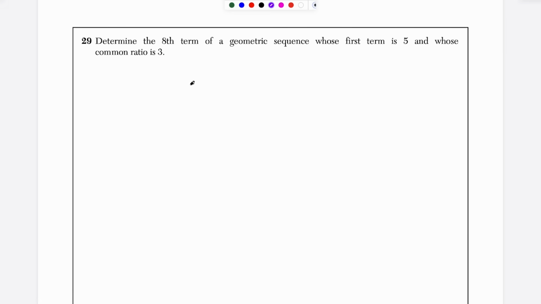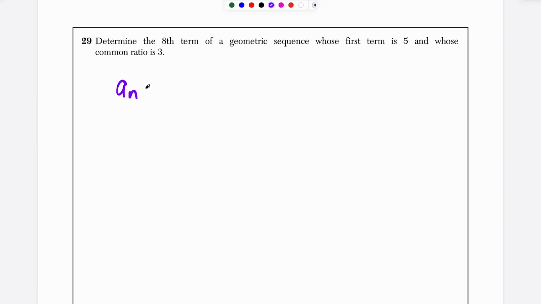Question 29, determine the 8th term of a geometric sequence whose first term is 5 and whose common ratio is 3. So for this one, we could go to the back of the Regents, to the reference sheet, and copy the formula down.